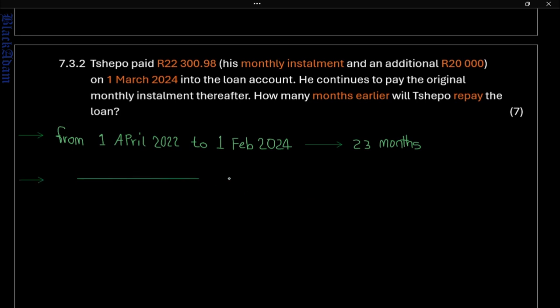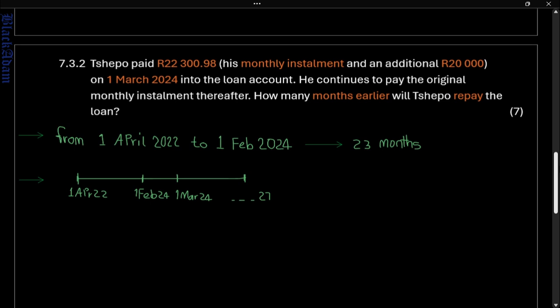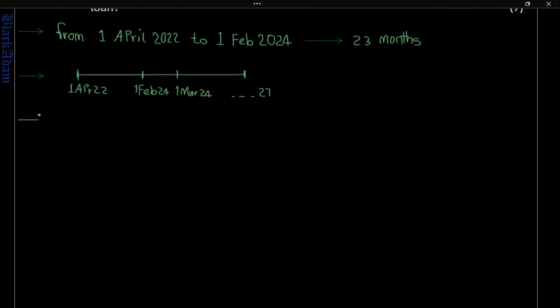So we need to know what was the remaining balance. So we need a timeline there. That is 1st April 22, and then we have Feb 24, and then we have 1 March 24, and then we have the final payment day. We just don't know when; it's probably 27, that's when we expect it to end.